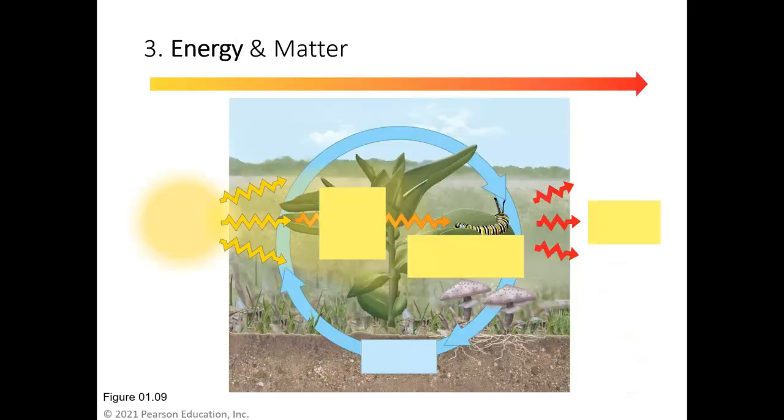The next unifying theme is energy and matter. Let's first cover energy and how it flows through a system. Energy enters the ecosystem in the form of sunlight. Some organisms, like plants, can convert that light energy into chemical energy. An example of chemical energy is sugar. So plants take the energy from sunlight and use that energy to make sugar.